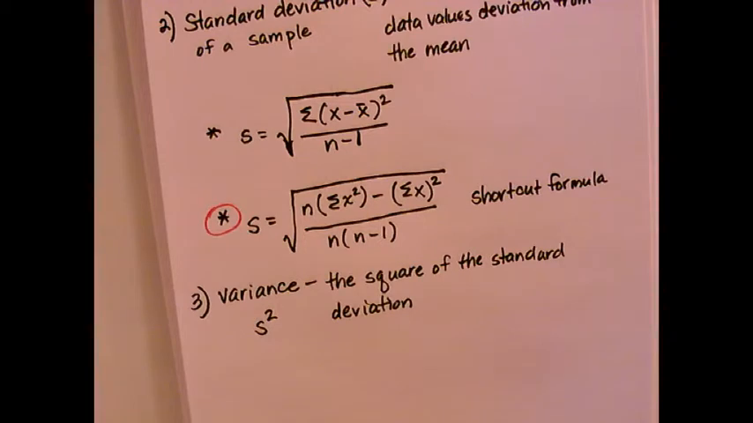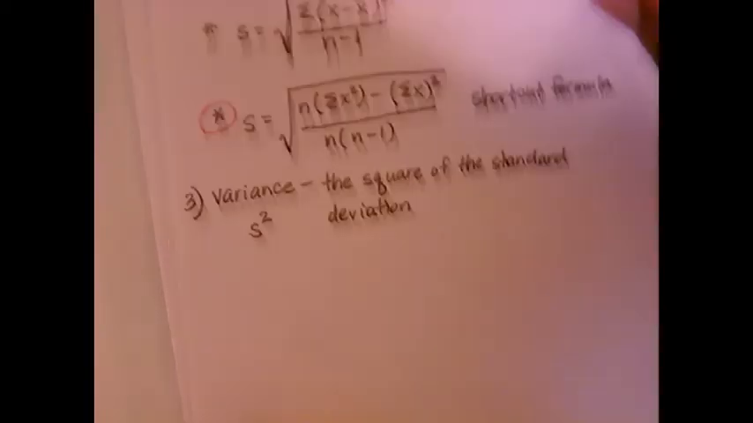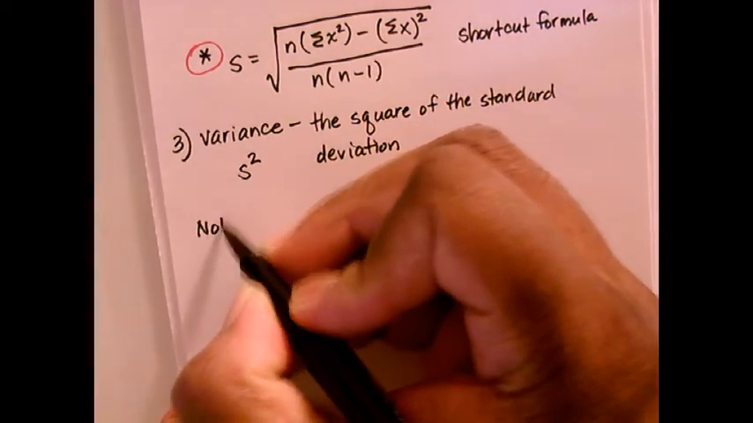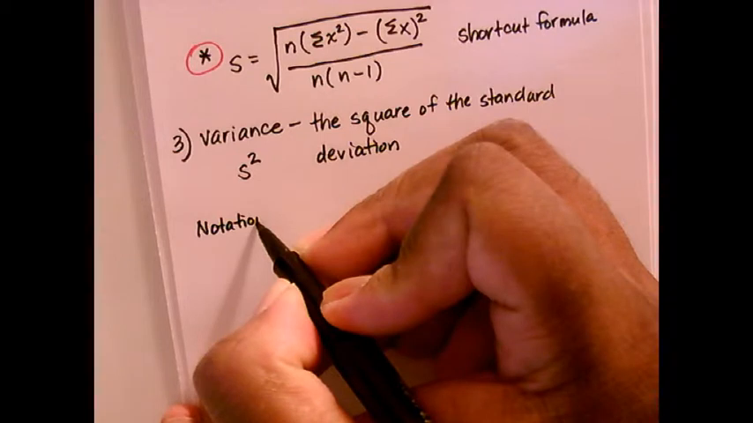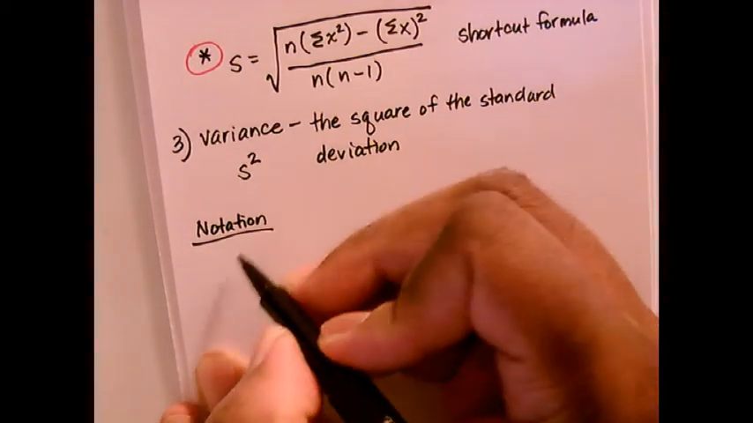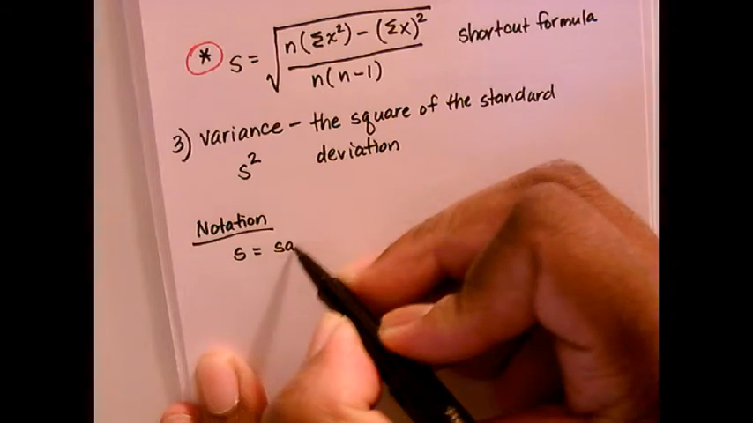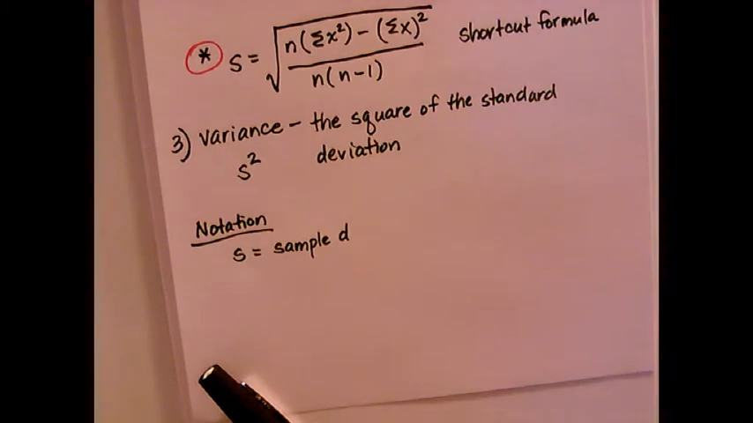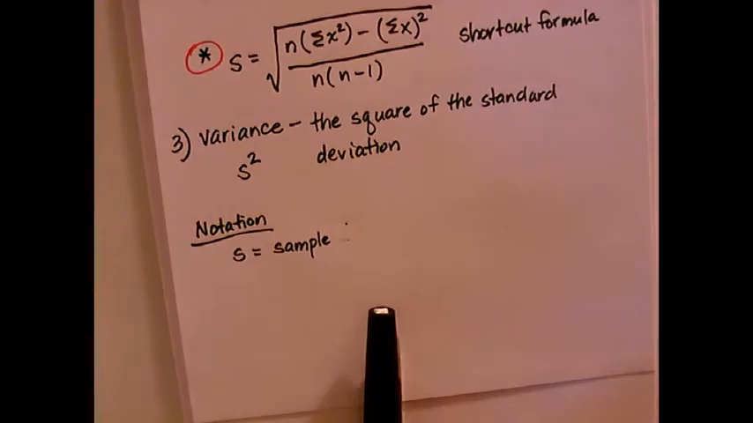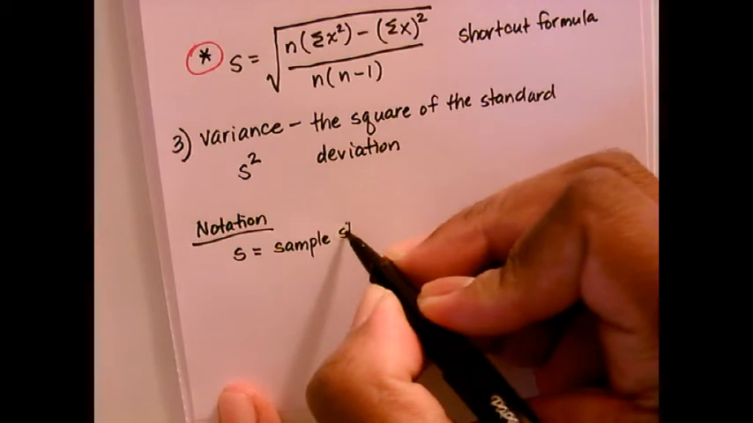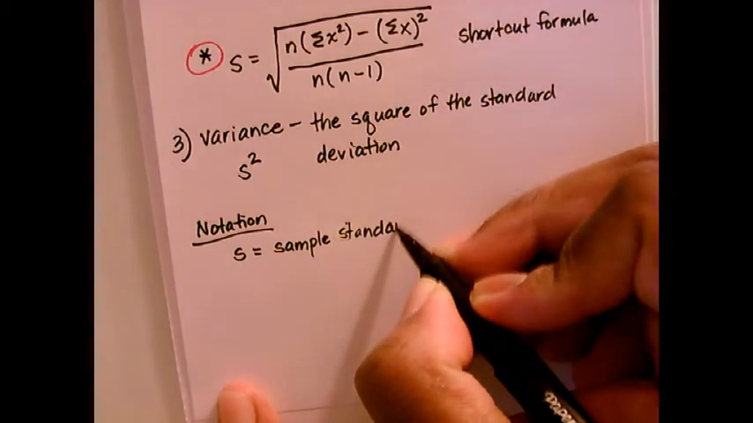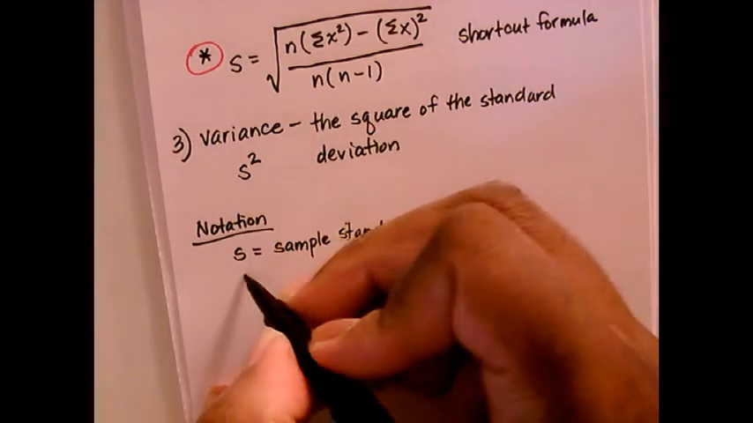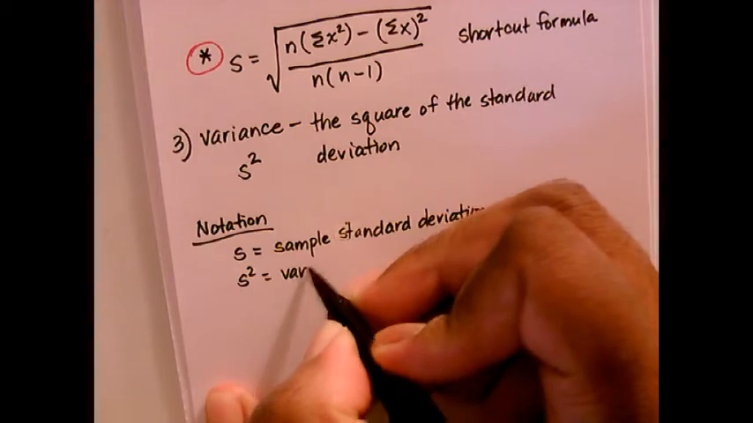Now, there are some notations that you do need to know throughout this particular course that deal with variance and standard deviation. Now I'll just mention those. Your lowercase s is always your sample standard deviation. We already talked about that. And s squared, of course, that's your variance.